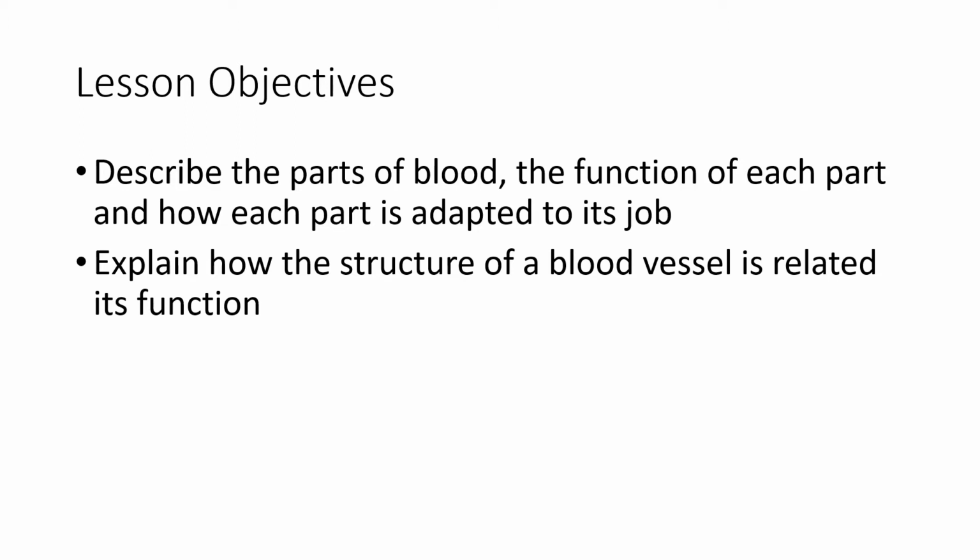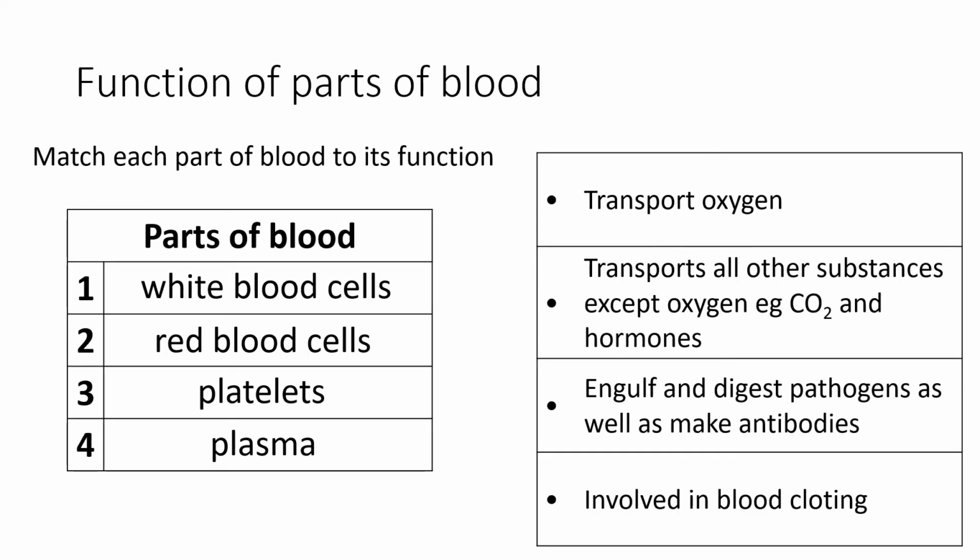In this lesson, we're going to look at the different parts of blood. We're going to talk about the function of each part of the blood and how it's adapted to do its job. And then we're going to look at the different blood vessels, their structure, and explain how their structure is related to their function. On the left-hand side, you're given the four parts of blood.